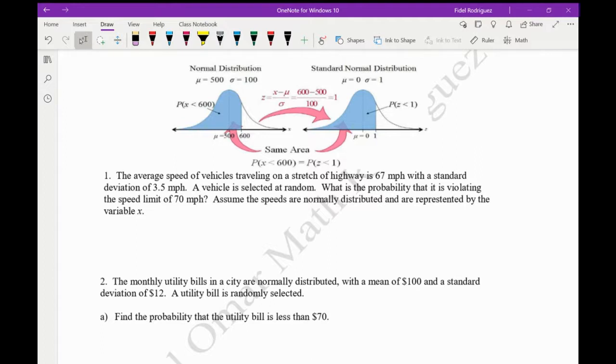So again, what we're going to do here, we're going to convert these so that we can do this problem just like we did the last problem on 5.1, okay? So 5.2 says the average speed of vehicles traveling on a stretch of highway is 67. Okay, so average speed, that's telling me that my mu is 67. Standard deviation is 3.5. So my sigma is 3.5. And it says a vehicle is selected at random. What's the probability that it is violating the speed limit of 70 miles an hour?